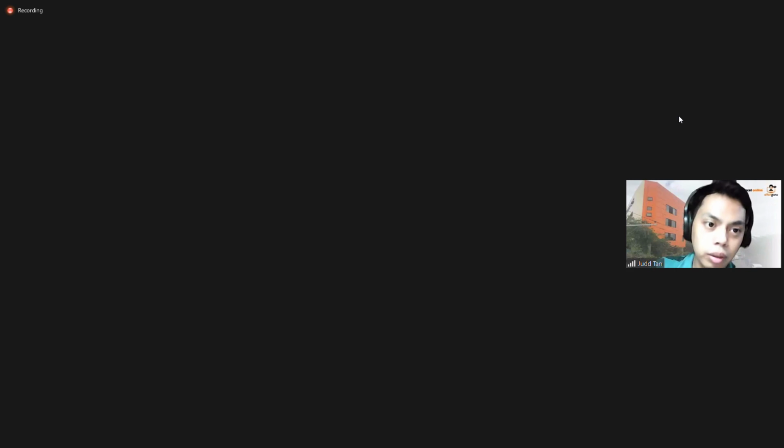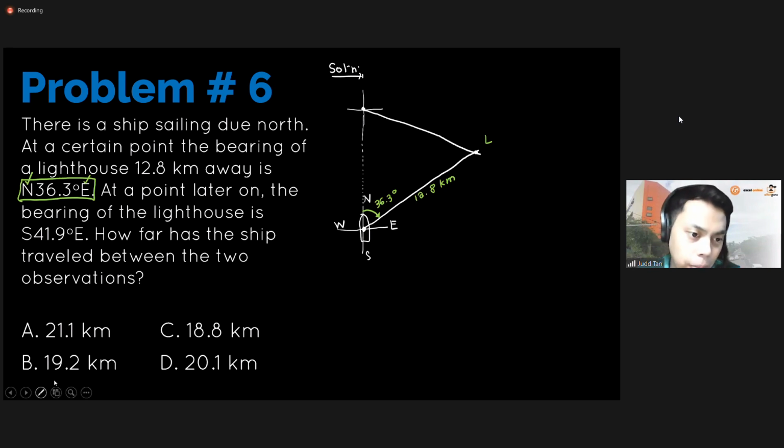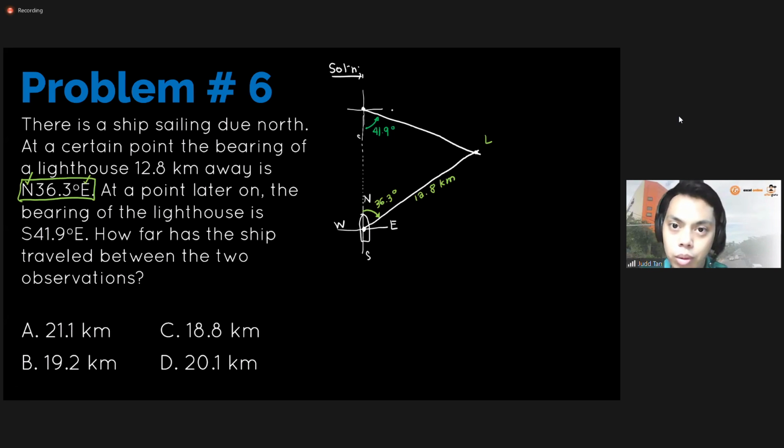At the point later on, the bearing of the same lighthouse is S 41.9 degrees east. So again, yung boat natin nag-travel siya upwards. Nag-travel siya somewhere na siya dito. Ngayon guys, tiningnan niya yung lighthouse, the same lighthouse. Iba na yung bearing. Okay, ano pong bearing ng lighthouse? The bearing of the lighthouse is this. Galing po kay south, from south towards east, towards the right. So, this is 41.9 degrees. Again, that's from south to east.